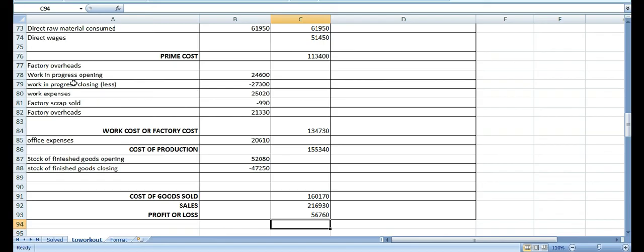Similarly, there will be problems that consist of selling and distribution expenses and office expenses with different items. So we have to understand which items belong to which category, then add them under the subcategory, and then form the cost sheet. And the next thing, we will see another problem for cost sheet preparation.